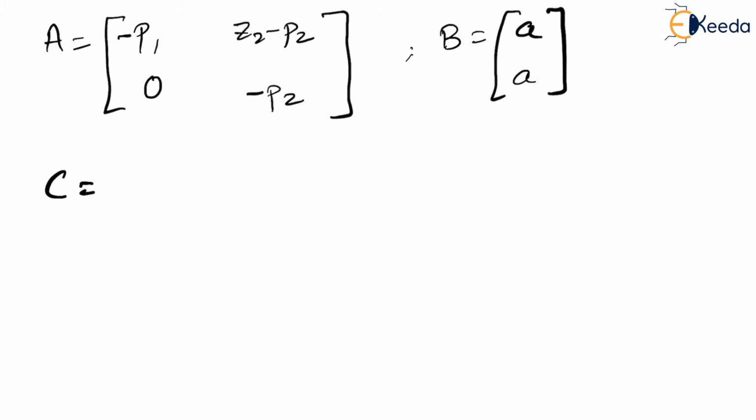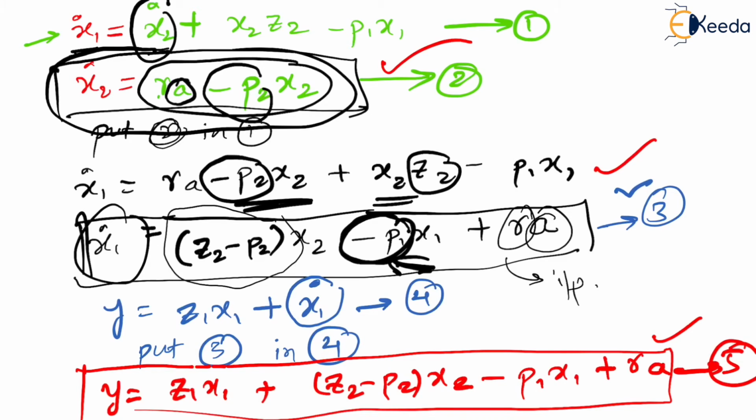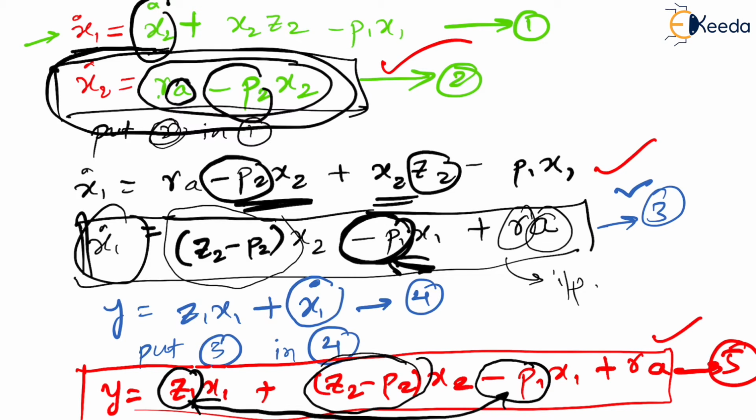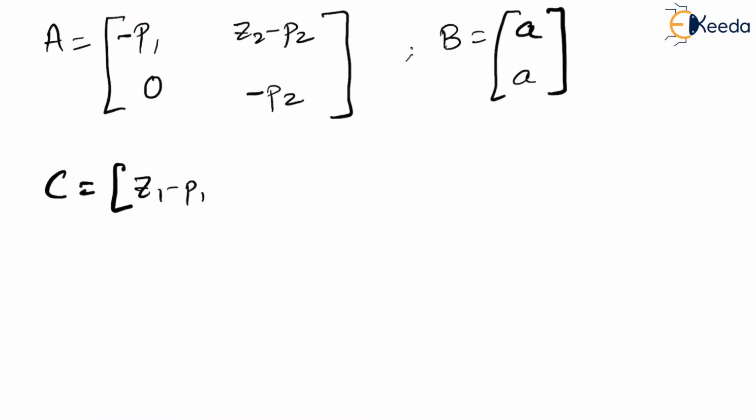Similarly, what about C here? Yes, C is going to be from the output equation. Is there dependency on x1? Yes, z1 is there. Then for x2, z2 minus p2 is there. And similarly, for x1, here I am going to have minus p1 also. So it becomes z1 minus p1 because it is x1 only. Common. So y becomes z1 x1 minus p1 x1, so it is z1 minus p1 into x1, right? And here I am going to have x2, so it becomes z2 minus p2.